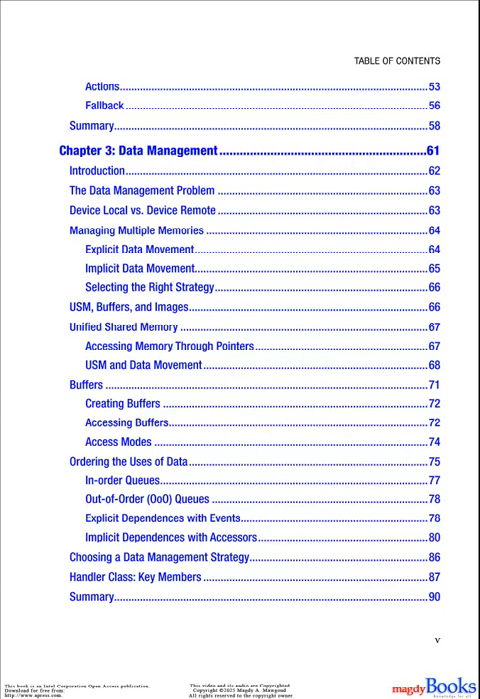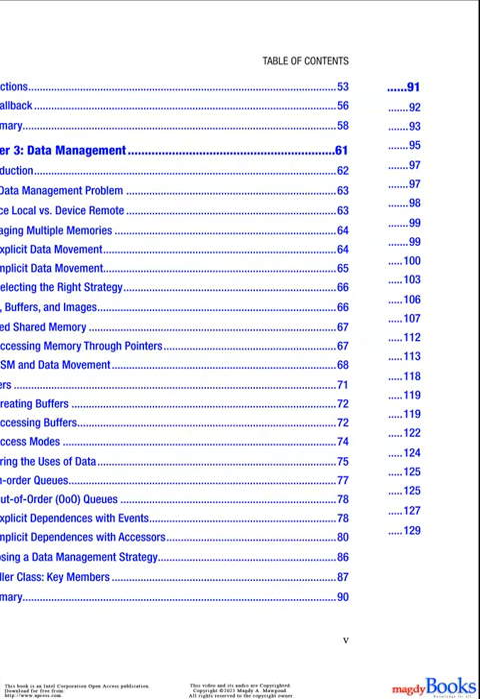In-order queues. Out-of-order, OOO, queues. Explicit dependencies with events. Implicit dependencies with accessors. Choosing a data management strategy. Handler class. Key members. Summary.